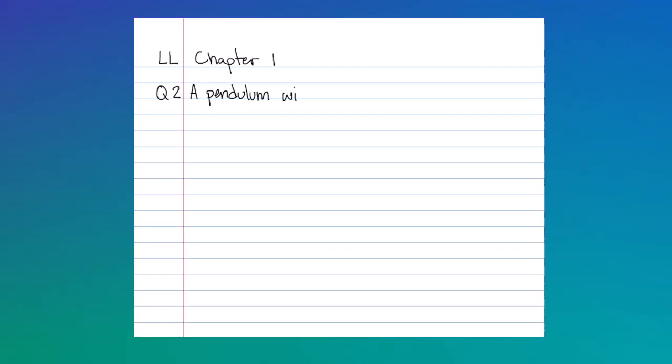Hello, everybody. Today we're doing the next problem in the Landau Lifshitz textbook series for mechanics. This is chapter 1, question number 2. In this question, we are finding the Lagrangian for a pendulum with a sliding support.